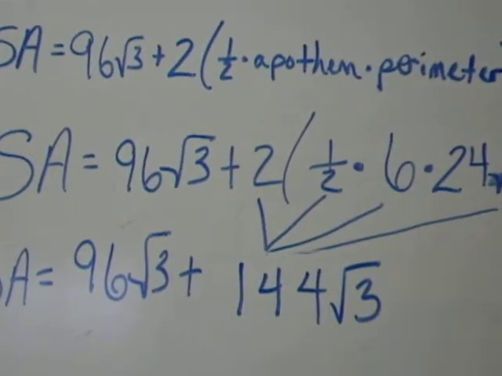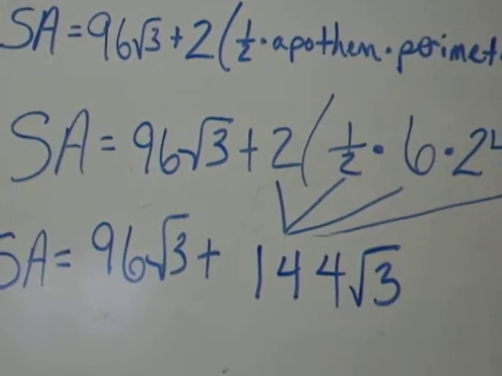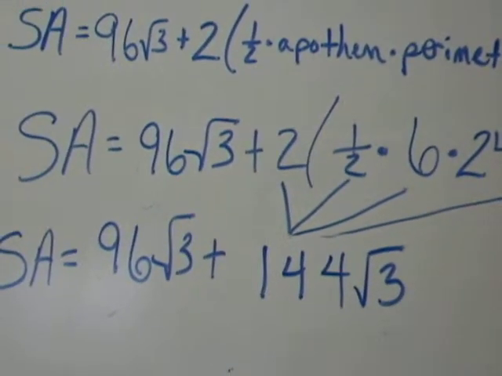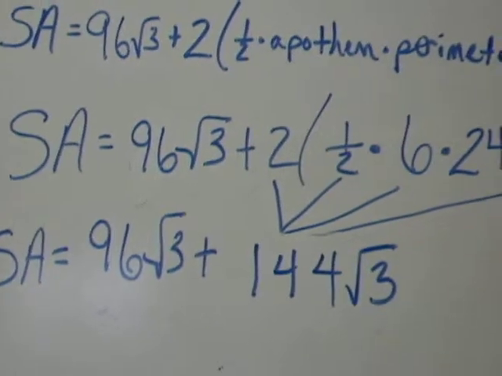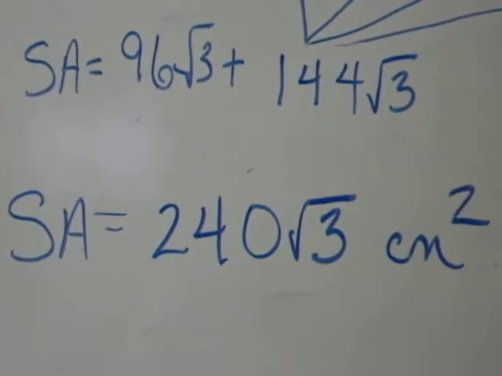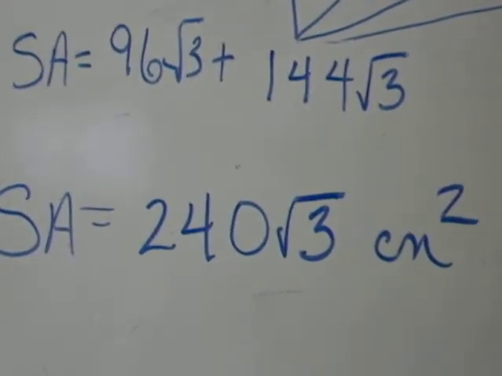So now I need to ask myself, can I add these two things? Are they alike or not alike? Yeah, they're alike. They both have a radical 3. I can combine my like terms into one nice answer. The surface area of this particular hexagonal prism is 240 radical 3 centimeters squared.